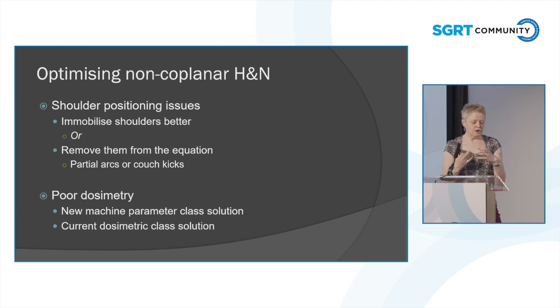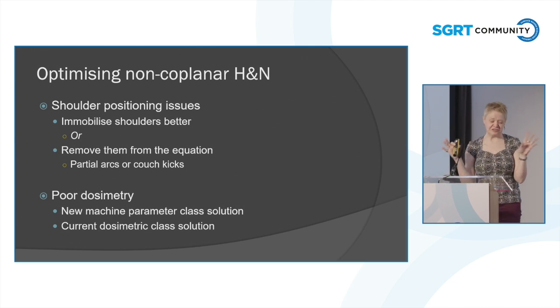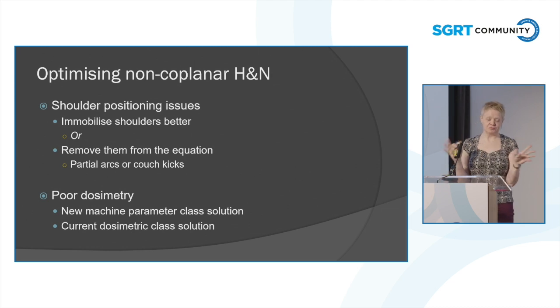So, did we want to immobilise the shoulders better, or did we want to remove them from the equation with partial arcs or couch kicks? I don't mean chopping them off. We might be in the Highlands of Scotland, but we're really not that barbaric. So, you know, leave the patients intact, please. And also, by removing them from the equation, are we going to improve the dosimetry? Will our current class solution work? Can we obtain a good class solution of machine parameters?